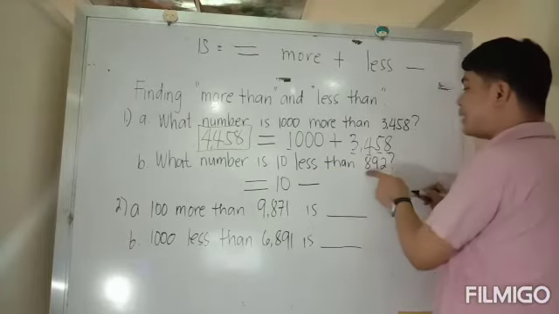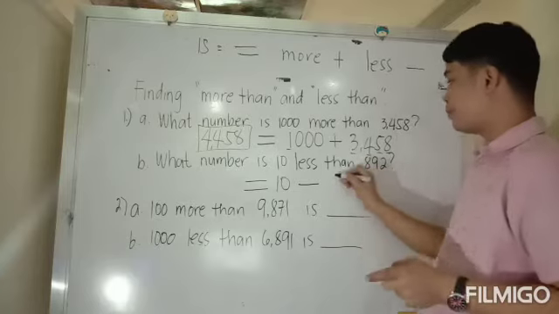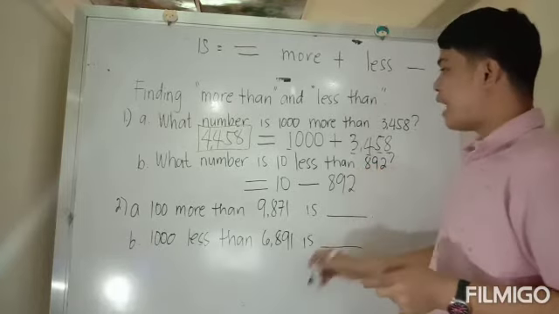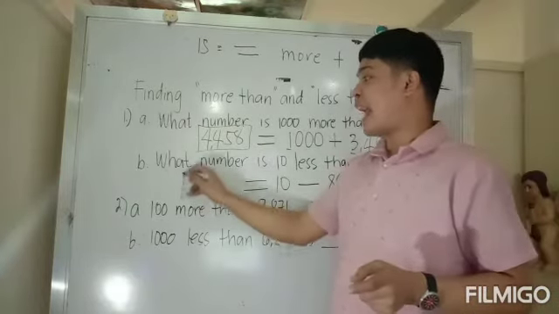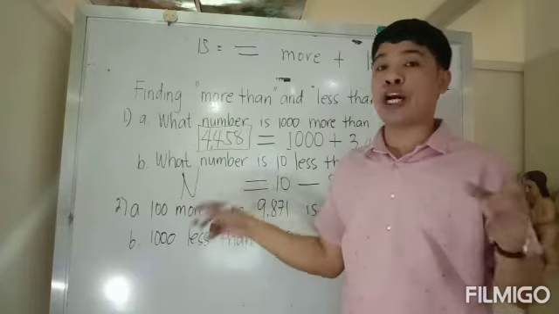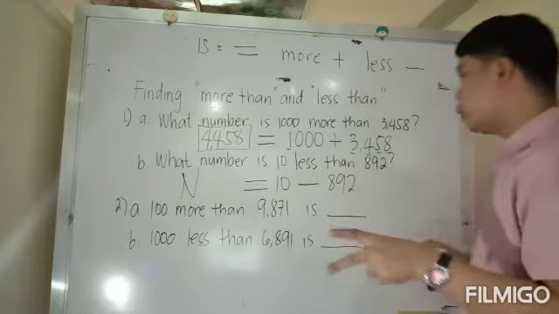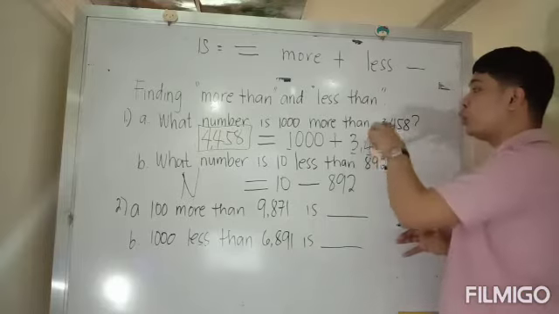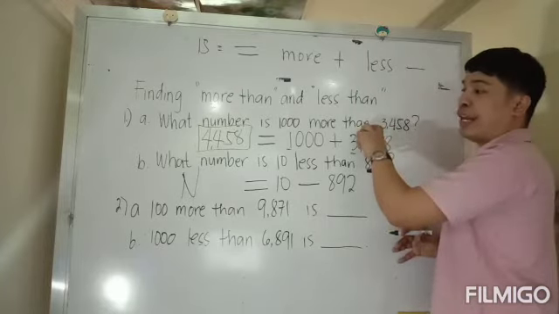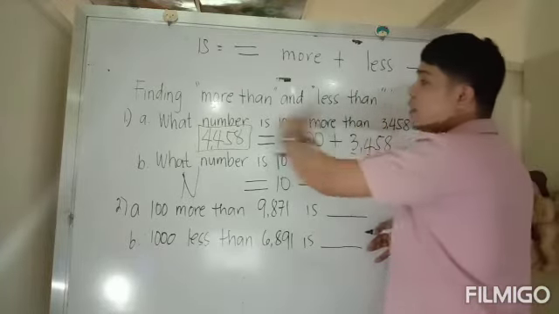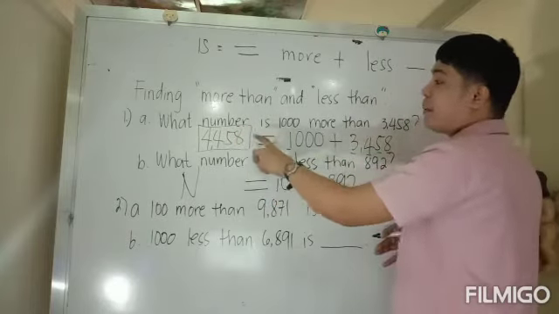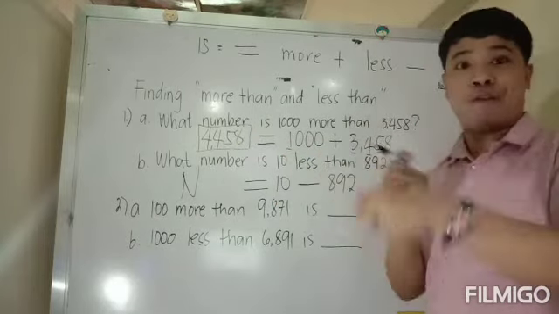And then 892, just bring down that 1 here. So now here, what number? That means n. N means unknown or the number. Okay? So you will solve the same thing, you will do what you did here in letter A. The same thing here, because the format of the problems are just the same, but the operations are different, okay?